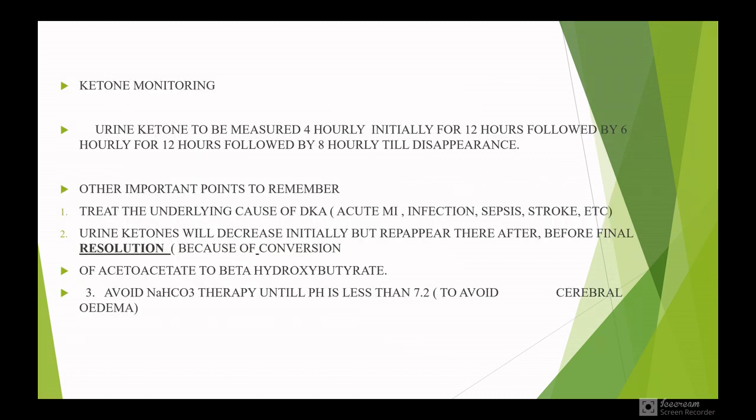And we have to keep monitoring the ketones. Urine ketone is to be measured 4 hourly initially for 12 hours, followed by 6 hourly for 12 hours, followed by 8 hourly till disappearance of the ketone from the urine.